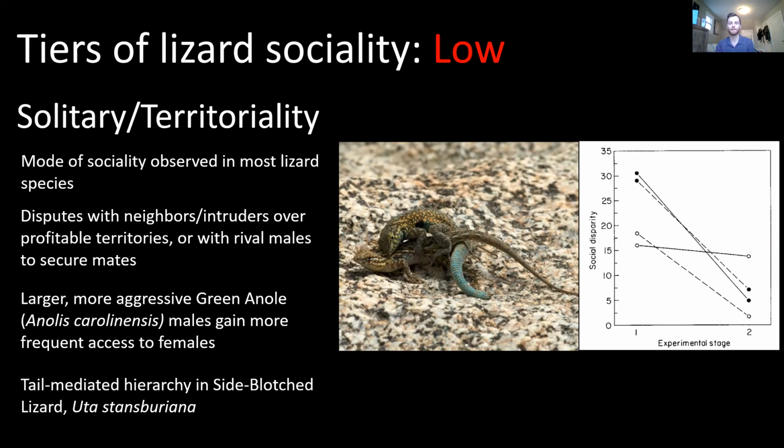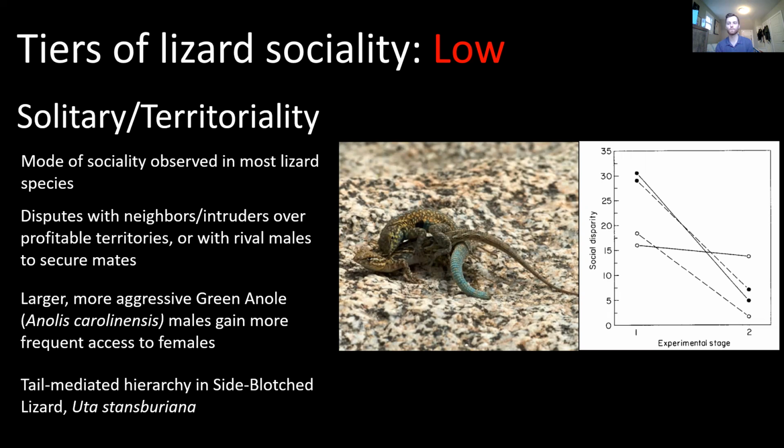At stage 1 on the left, the dominant lizard is intact, and we see on the y-axis the social disparity, so their measure of aggression asymmetry. Basically, they stage a contest and count the number of aggressive gestures performed by the dominant individual versus the number of aggressive or subordinate gestures by the subordinate individual, and they subtract them to create a difference. So on the left, before the tails are detached, that is very high. So the hierarchy effect between those two individuals is strong.